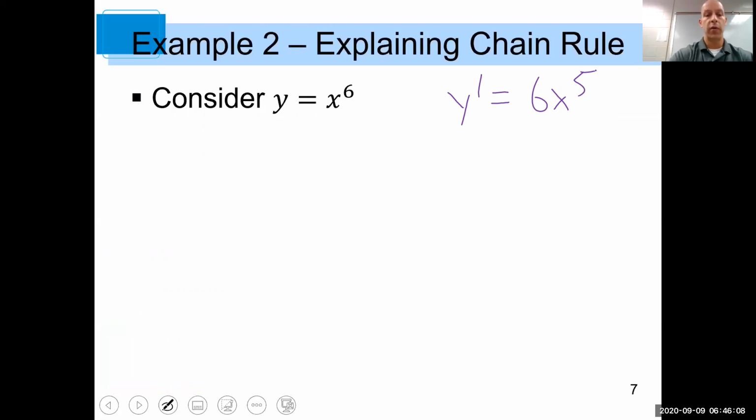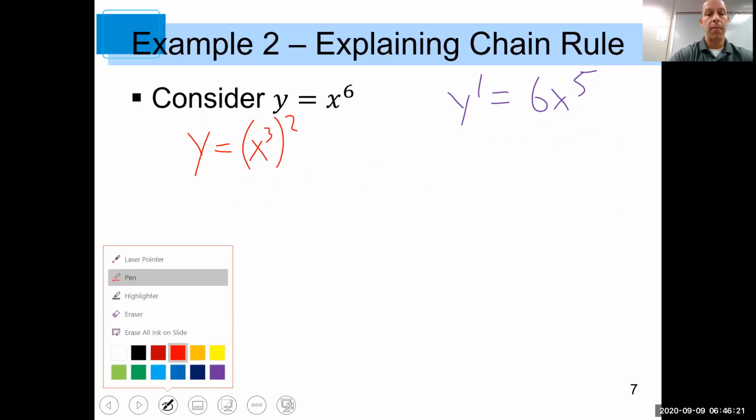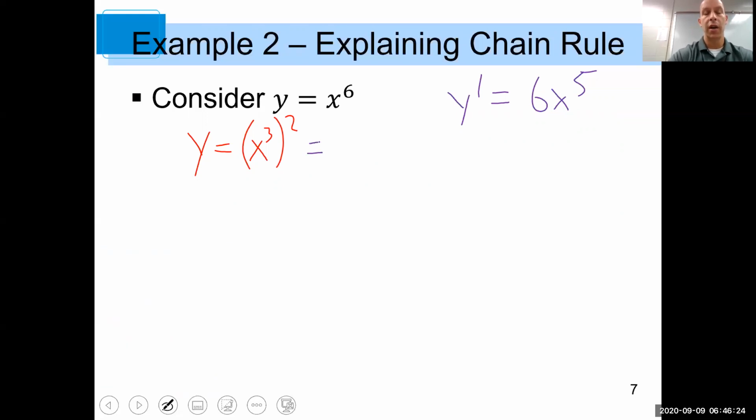Anyways, we know that that's the derivative, but let's think of this function in a different way. Instead of thinking of it as x to the 6th, let's think of it as x to the 3rd quantity squared. What I'm trying to do is make this look like a composition of functions. So you could think of this as f of g of x. Or another way you could think about it is you could think about this inner function as u, and then this outer function as f of x. So if I said, what is y prime? Now, again, we already know what the answer is. It's over here.